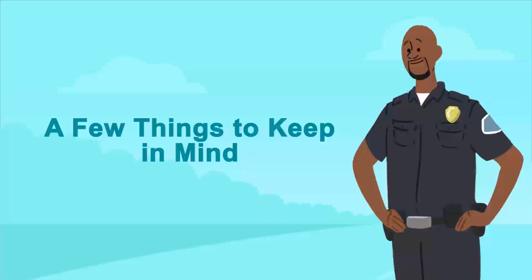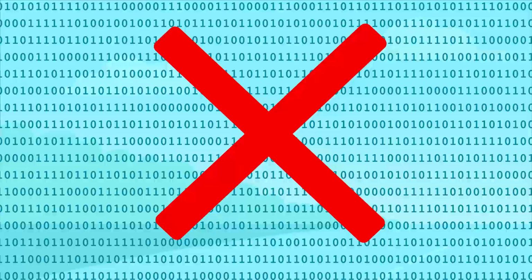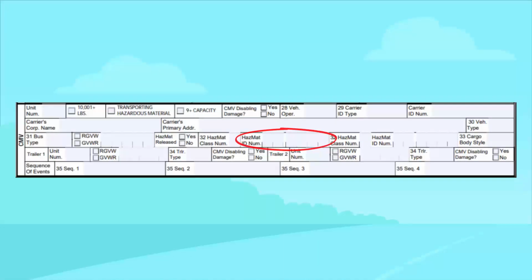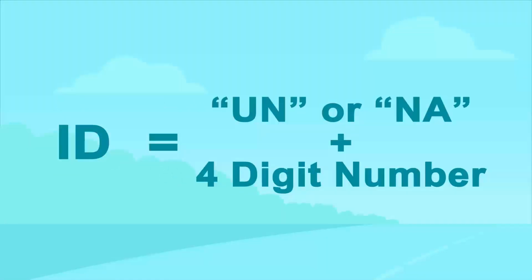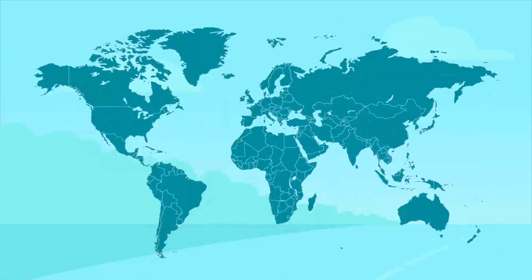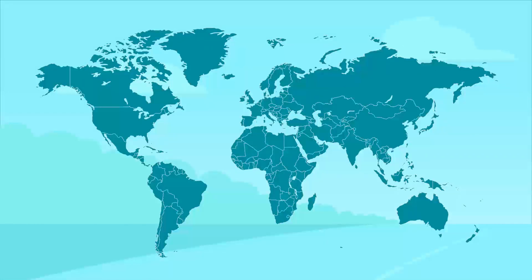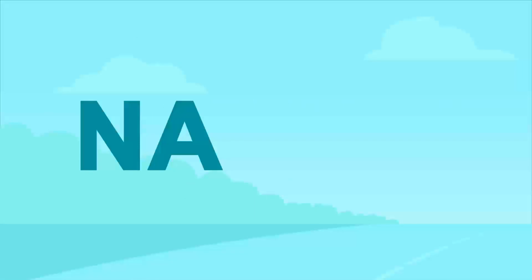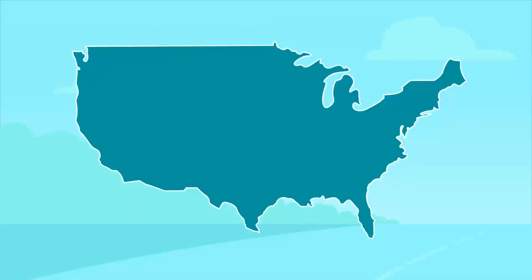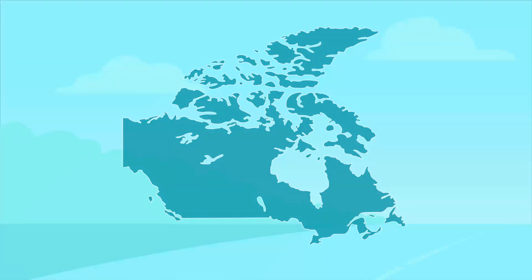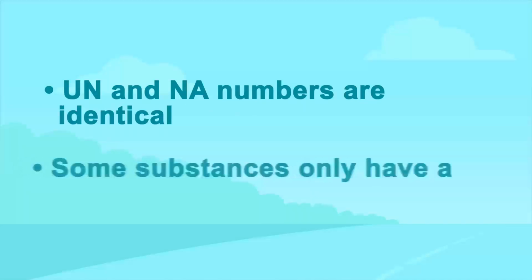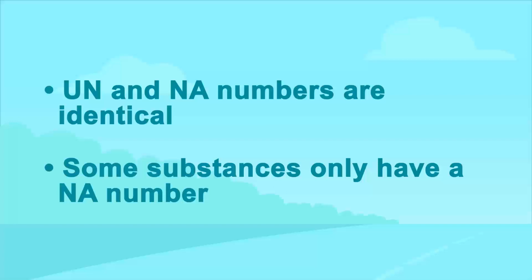A few things to keep in mind. It is essential to distinguish issues related to recording of CMV information versus data entry errors in the online report submission platform. The hazmat ID number is an important field that may be prone to data entry error. This number is a 4-digit number preceded by UN or NA. UN numbers are used in international commerce and transportation to identify hazardous materials. NA numbers are issued by the U.S. Department of Transportation and are used in domestic transportation only. They are not recognized internationally except to and from Canada. UN and NA numbers are identical, but some substances may only have an NA number.